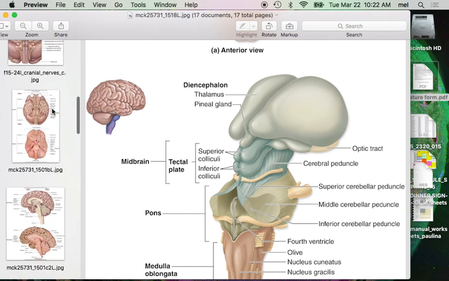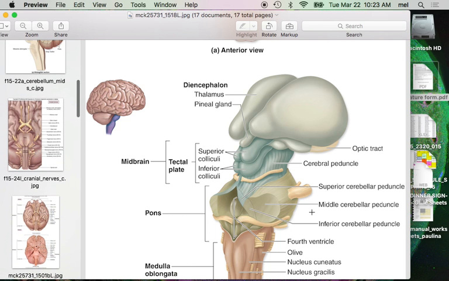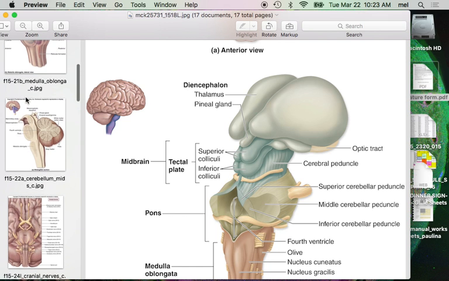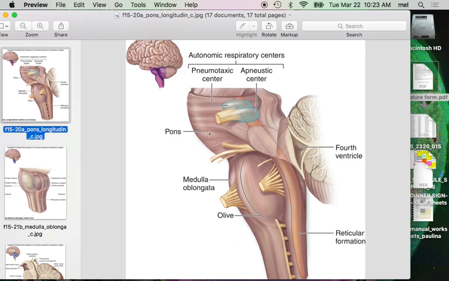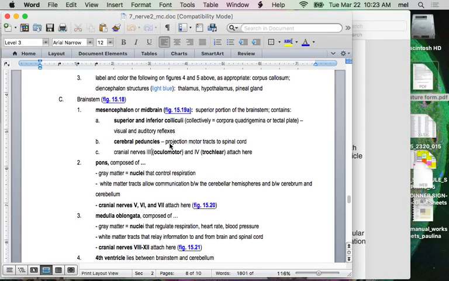So what is the pons doing? What's the pons all about? Well, the pons has gray matter and white matter. And you can see really that some of the white matter tracts are going this way, and some of them are going up and down. So let's talk about the white matter within the pons.